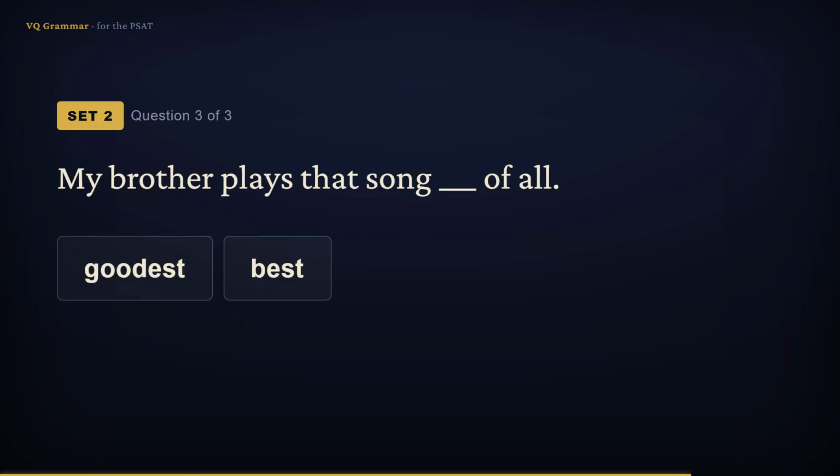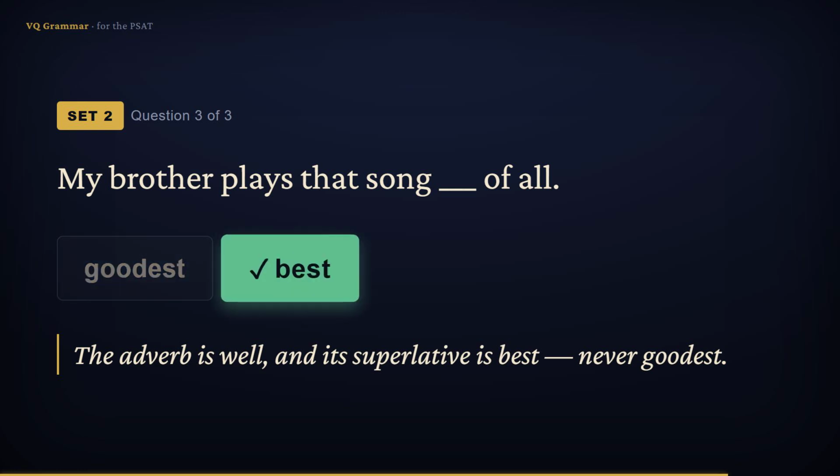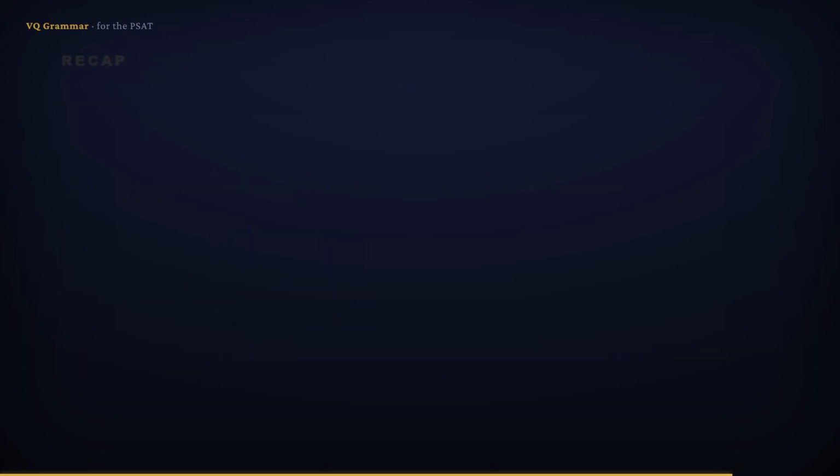My brother plays that song blank of all. The phrase of all signals a superlative, but the adverb here is well, and well is irregular. There's no such word as goodest. The superlative of well is best, so the answer is best.